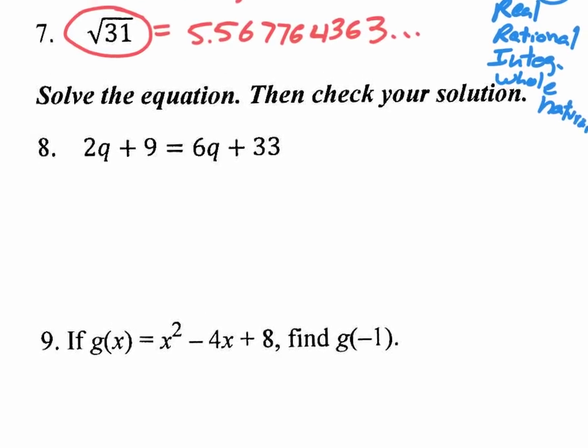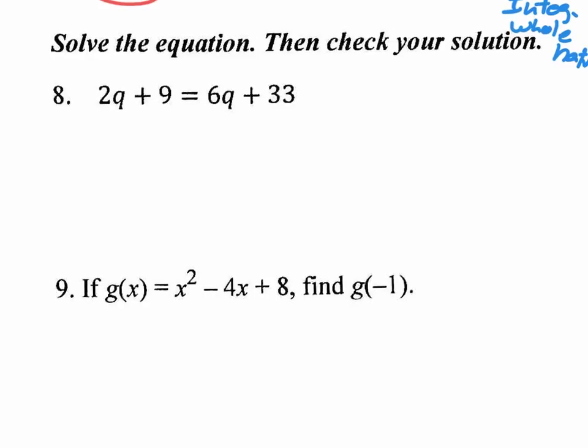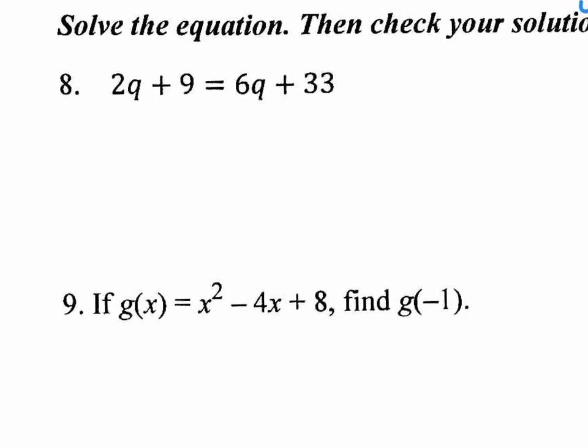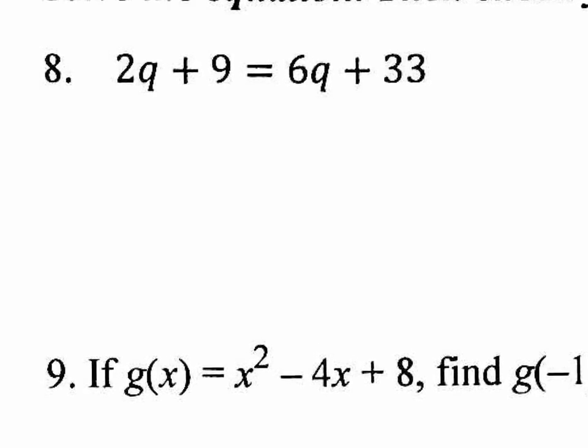Moving on, number 8, solve the equation, then check your solution. So we have an equation here, and there is no distributive property or combining like terms. There's only 2 terms on the left side, 2 terms on the right. So you could jump to start solving your equation.